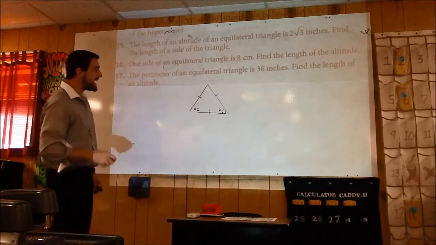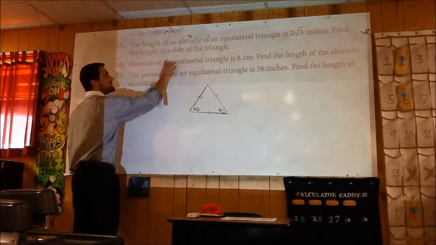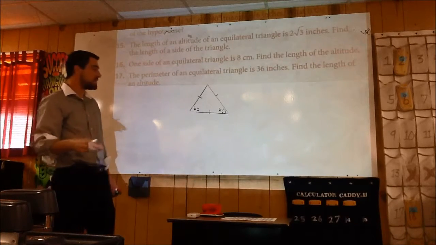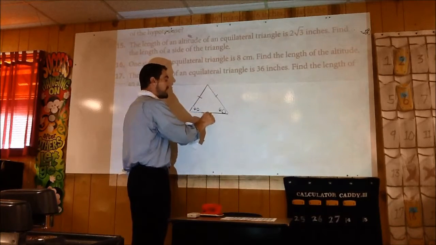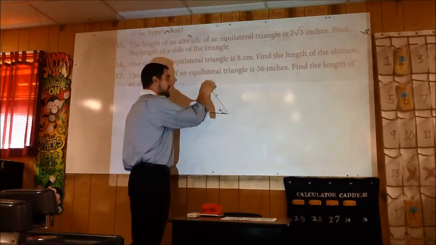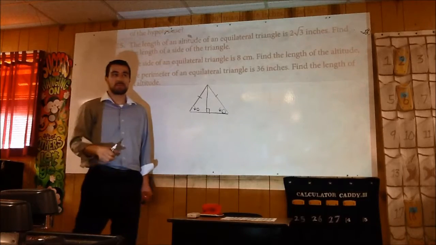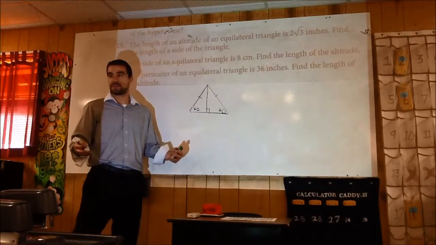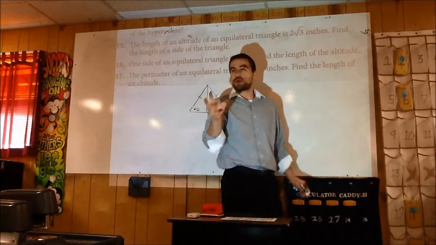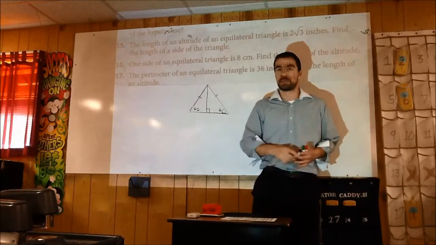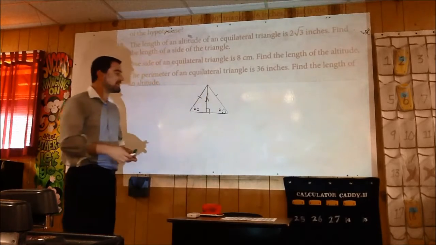Then, it asks us to find the length of an altitude. Find the length of the altitude. Now, we've done problems like this before, and we know that the altitude is just the height of a triangle. And when your triangle is equilateral, your three altitudes are the exact same length, because it doesn't matter which side you use as the base, it's going to have the same height for equilateral triangles. So this is my altitude, or my height of this triangle.